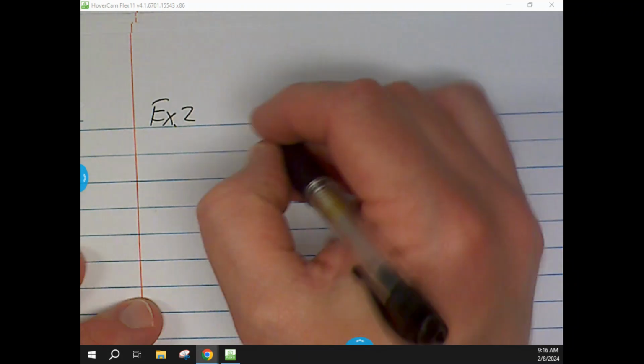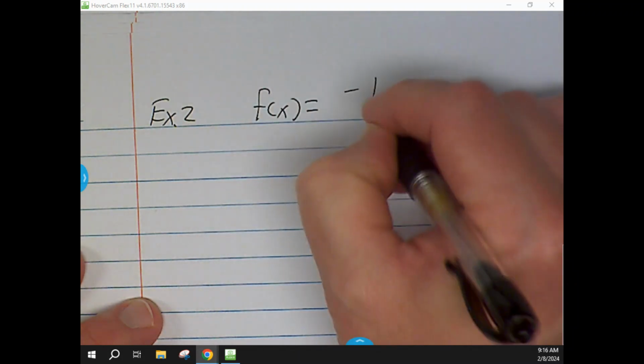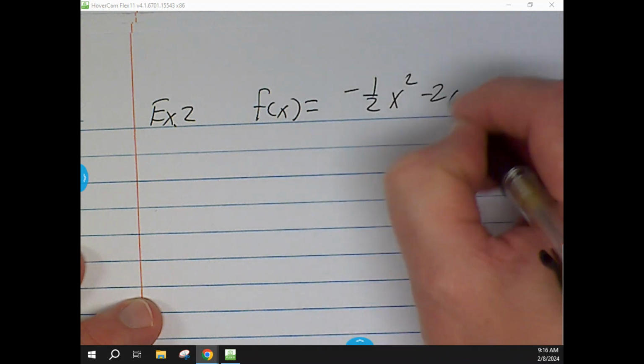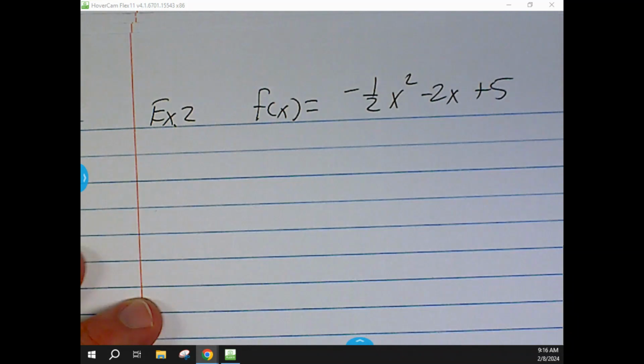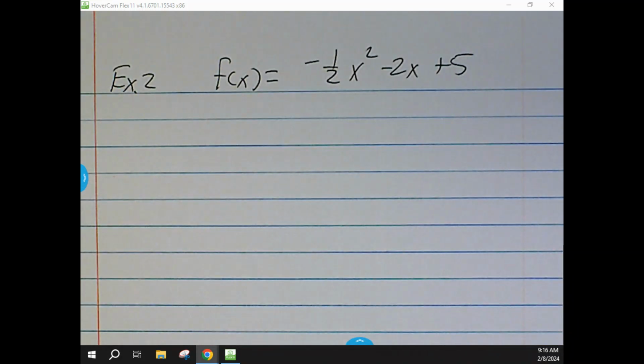All right, so let's go. So for our fractions, let's go with -1/2 x squared minus 2x plus 5. And still find all the same things. We're still going to get the axis of symmetry, the vertex, all those different parts and pieces that we're looking at.